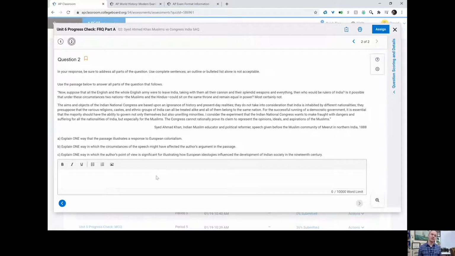All right. Now, as I've said for multiple choice, it's crucial that you read the source line first after you read the prompts. So in this case, it says Syed Ahmad Khan, Indian Muslim educator and political reformer, speech given before the Muslim community of Meerut in northern India, 1888. Again, for most of these, you're not going to have an idea or have heard of the person or the place. You might have a general concept of the geographical location of India in the late 19th century, fine. But you want to pull out that he's an Indian dude, he's an educator and political reformer. That's kind of important, probably. And he's talking to a Muslim group of people.